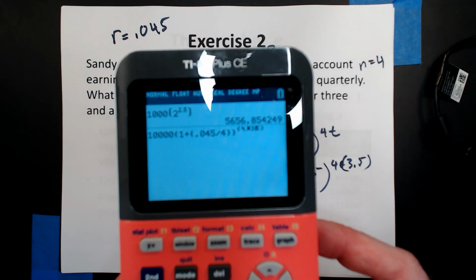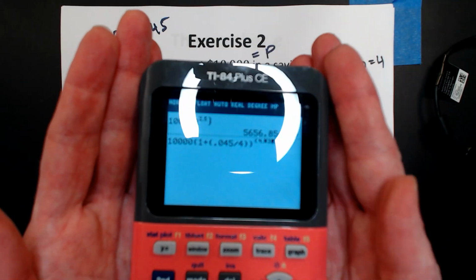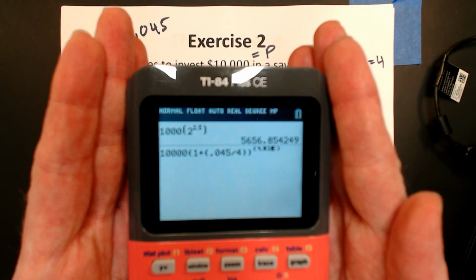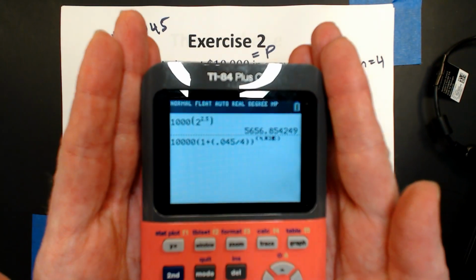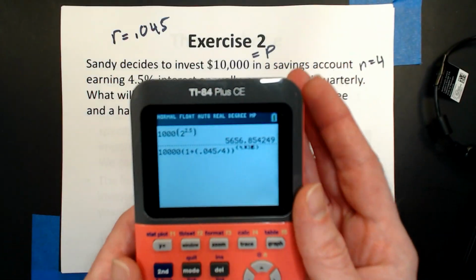Focus. Focus. It doesn't want to focus. Oh, y'all get the idea.